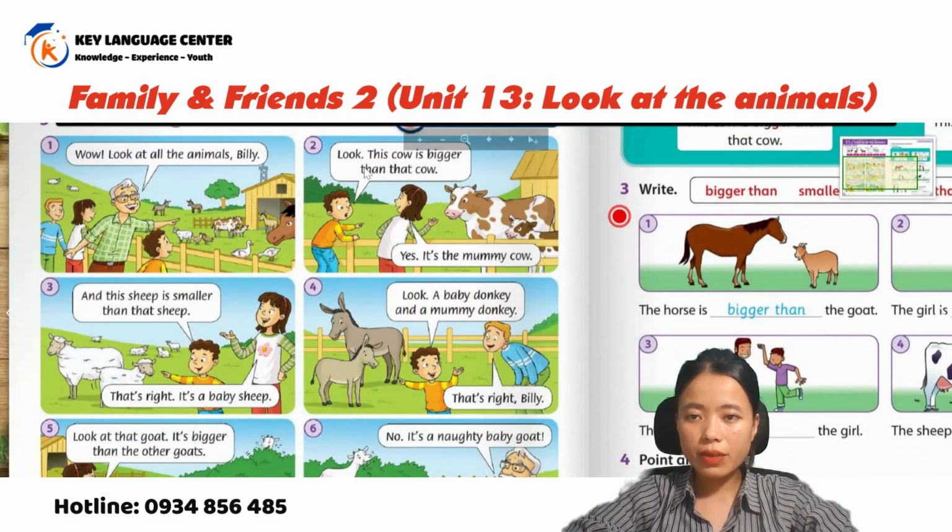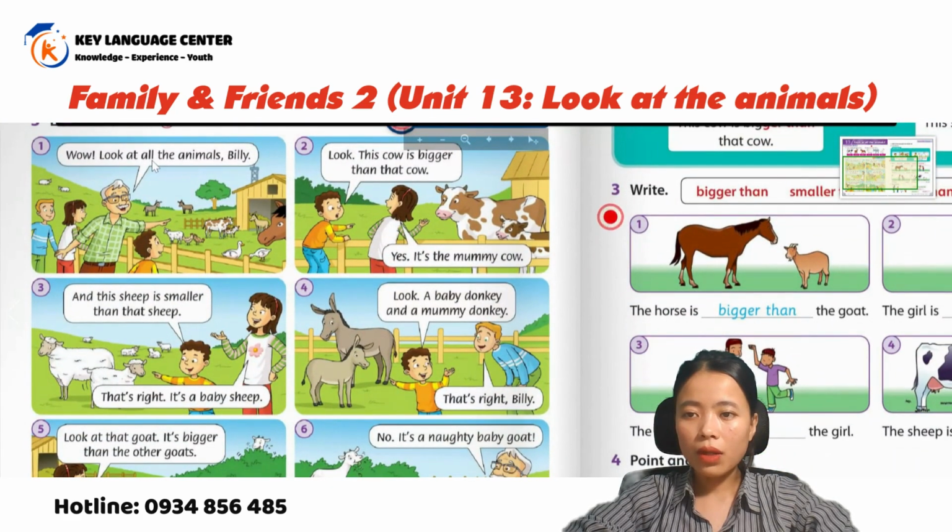Listen and read. Wow, look at all the animals, Billy. Look, this cow is bigger than that cow. Yes, it's the mommy cow. And this sheep is smaller than that sheep. That's right, it's a baby sheep. Look, a baby donkey and a mommy donkey.